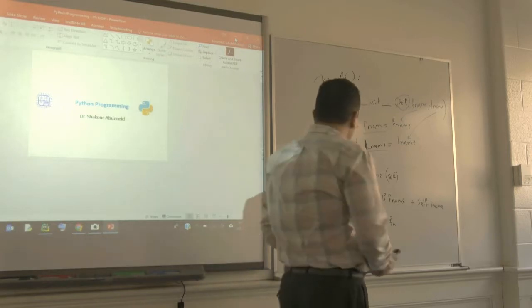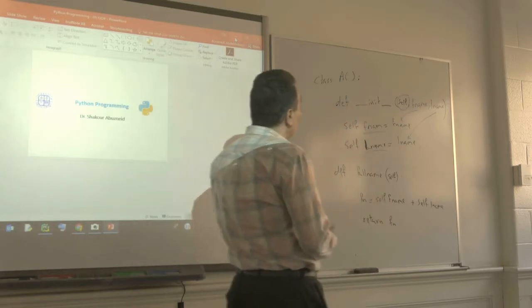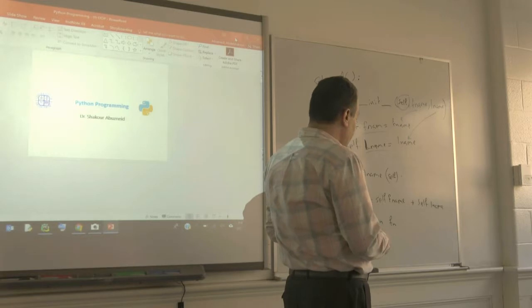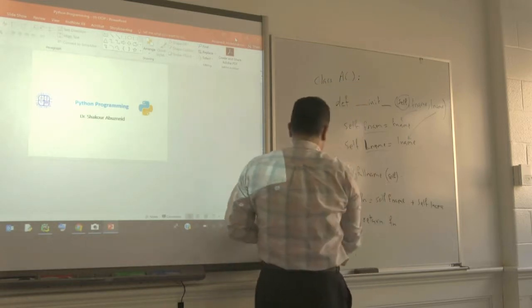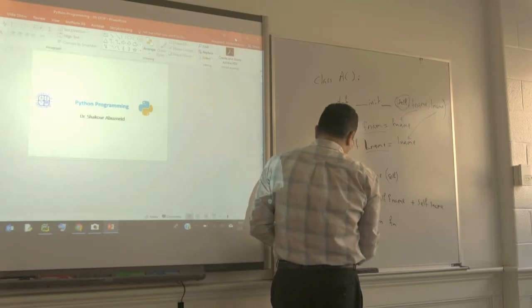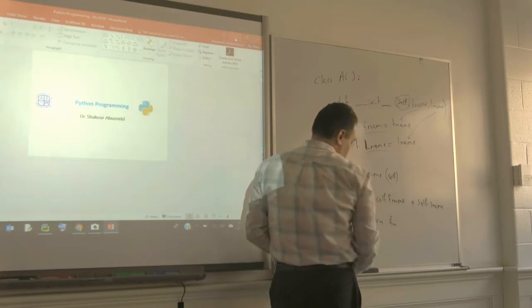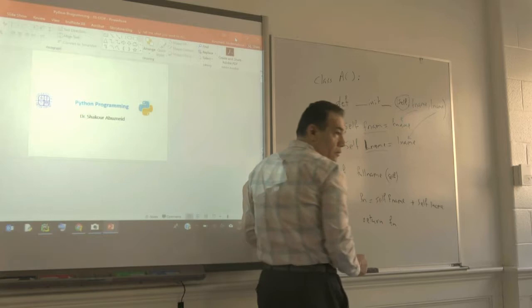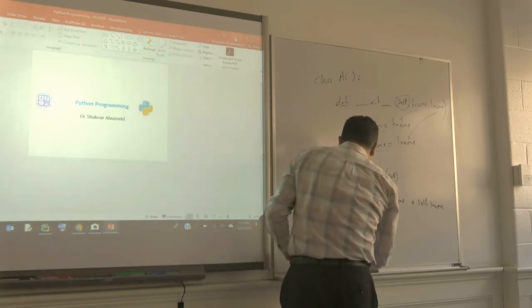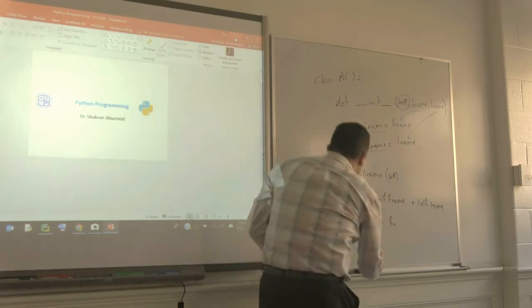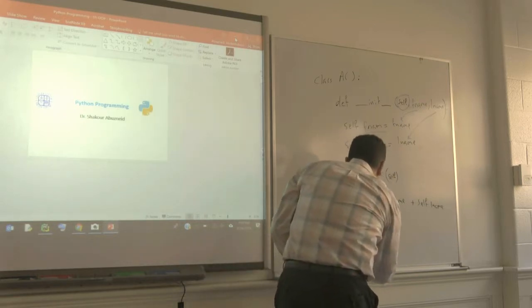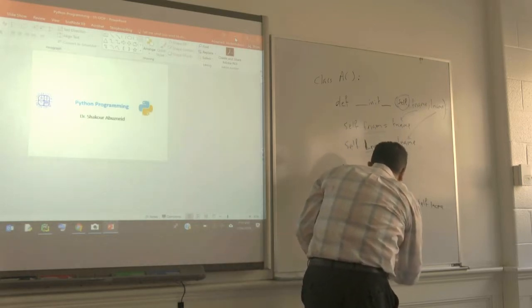Now, inside the program, if I need to create an object of class A, how can I create it? For example, I could have joe equals A, and I have to pass the first name, which is Joe, and the last name, Chris.